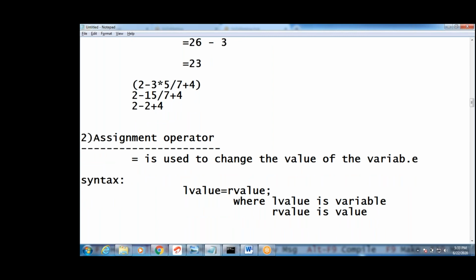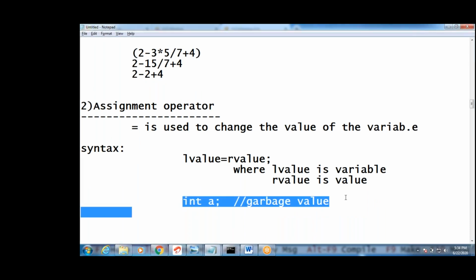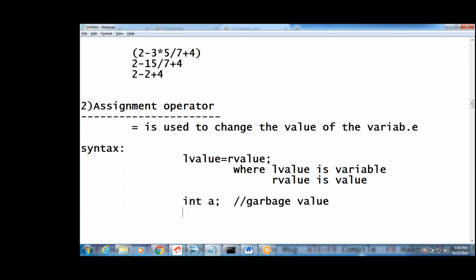For example, see this syntax we follow. Int a, is it valid or not? It is not an error, sorry, it holds a garbage value. A value is what? Garbage value. It is used to change the value of the variable. How to change this value? a equals 10. Valid? Yes, it is valid. Now the a value will be modified.